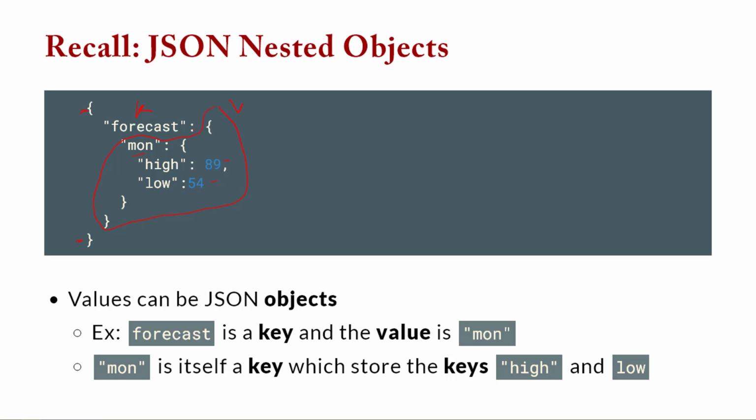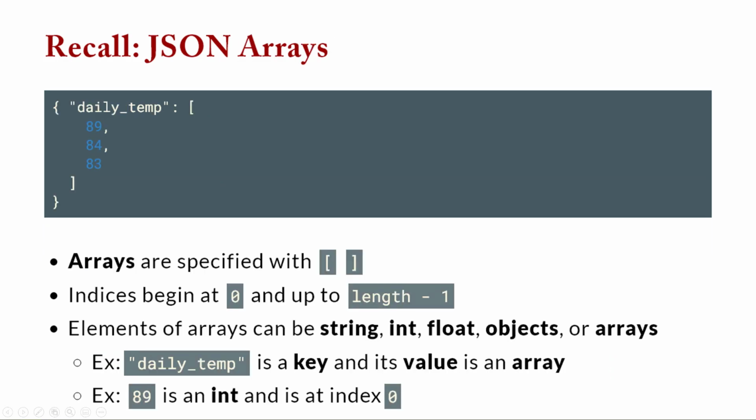We can also have arrays. Same kind of idea. Here's my object. Daily temp is my key. What's stored at that key? Well, it is a list or an array. And again, it's going to start at 0, 1, and 2. So that's how JSON works.